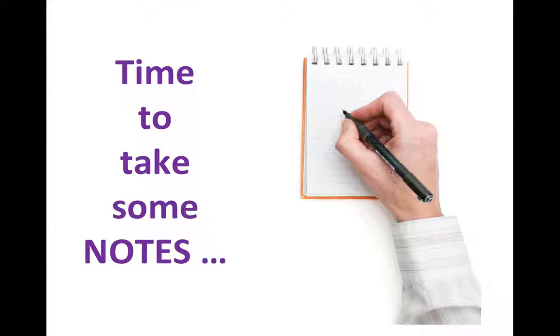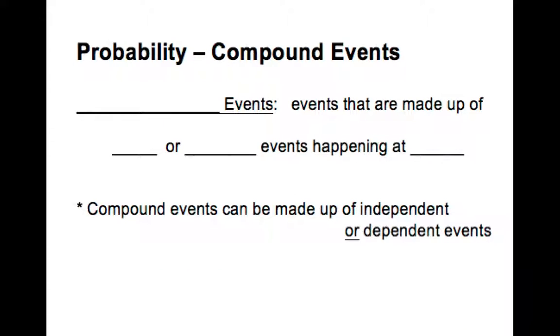Okay, welcome to a lesson on compound probability. On your notes page, fill in these notes as we go. First, we have compound events. These are events that are made up of two or more events happening at once. Imagine the probability of a couple things happening at once or one after another. That's called a compound event.